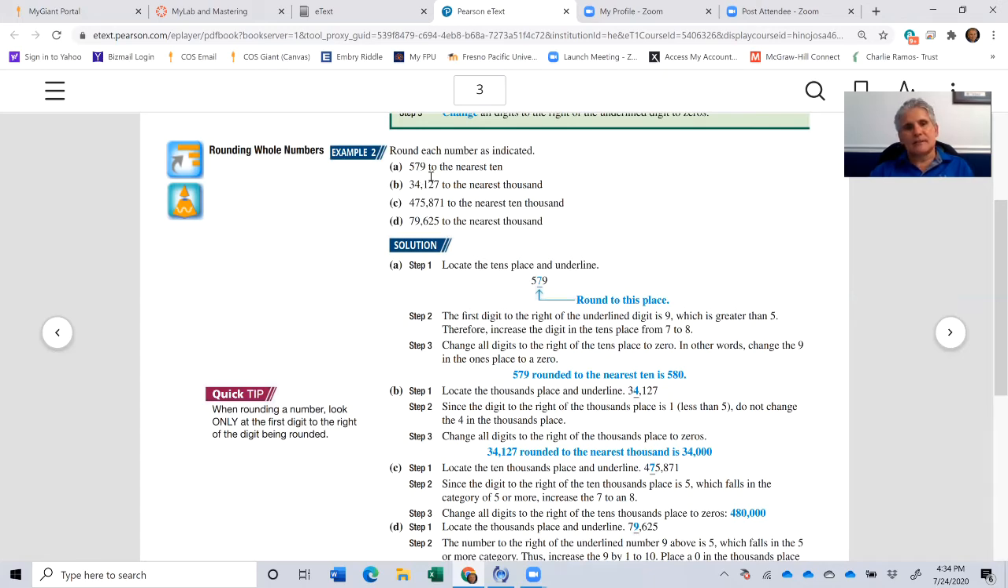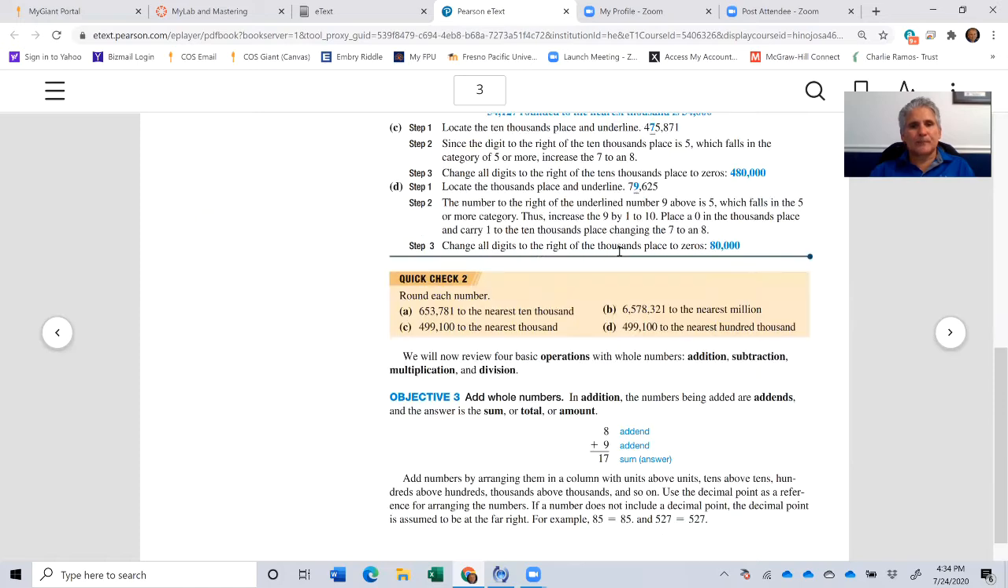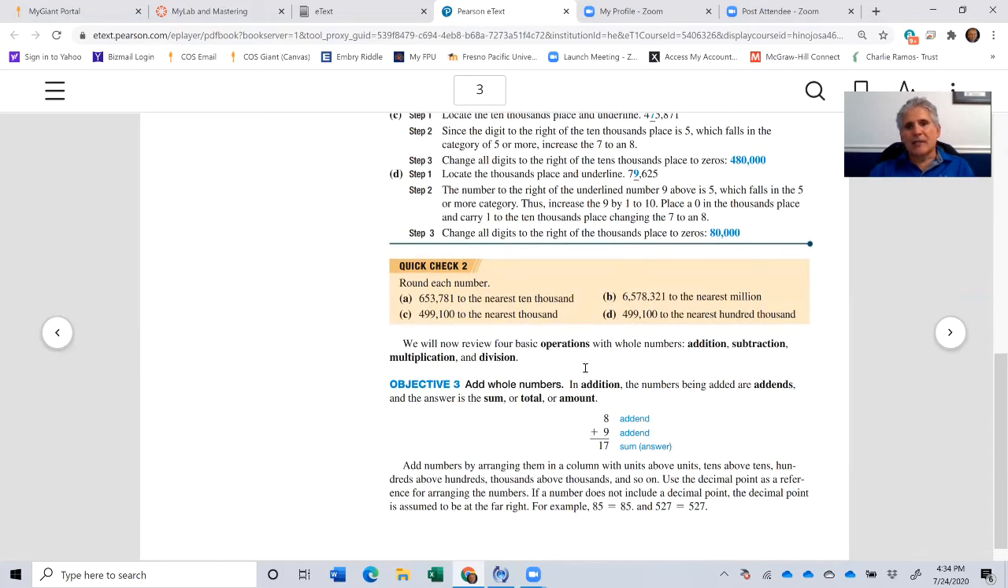And the hint is, let's look at the number just to the right of the 4, and that'll dictate it. So you can practice that. All right, adding whole numbers.